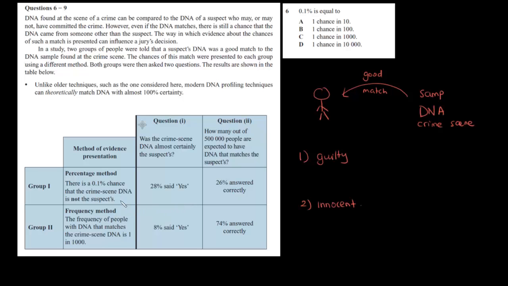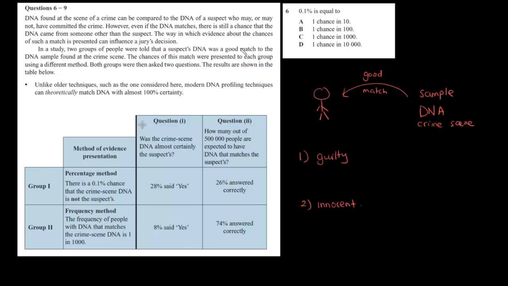Alright, in the previous video I said this sentence over here is equivalent to this sentence over here, but I just wanted to do a little bit more explanation as to why they are equivalent. So there is a suspect, and there is a sample DNA that's found in the crime scene. And both of these groups were told that this DNA is a good match.